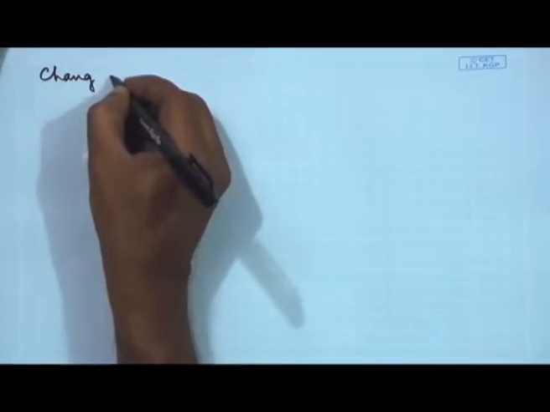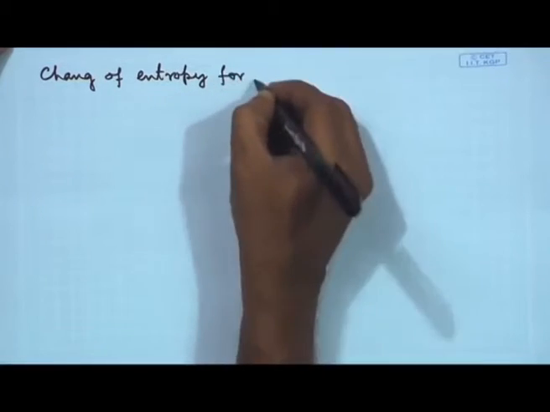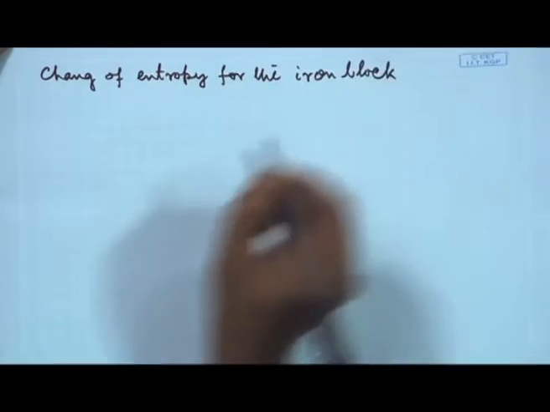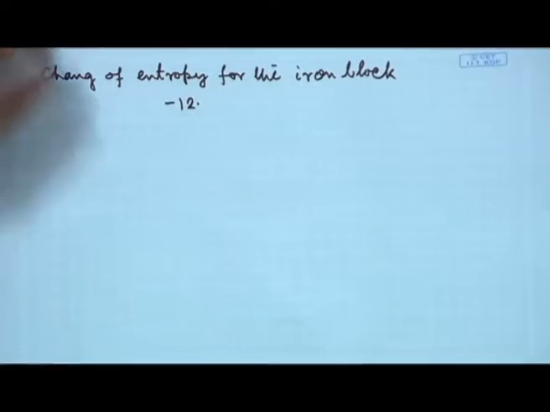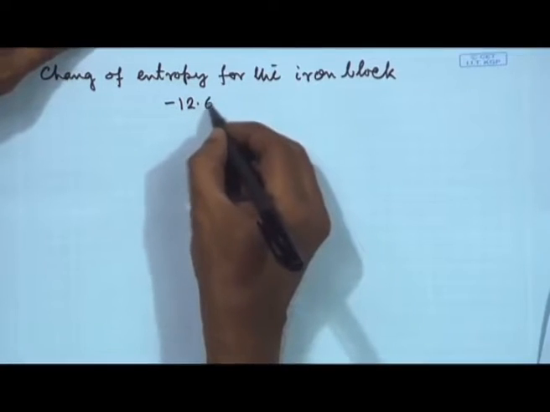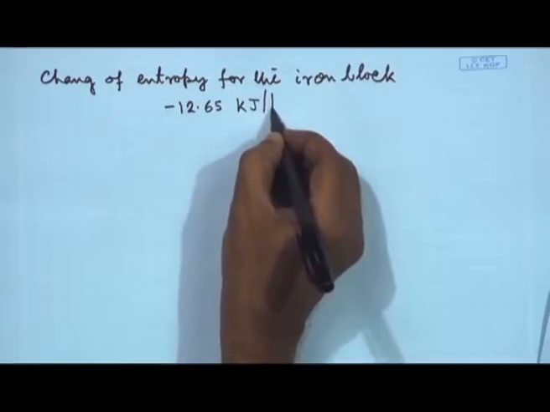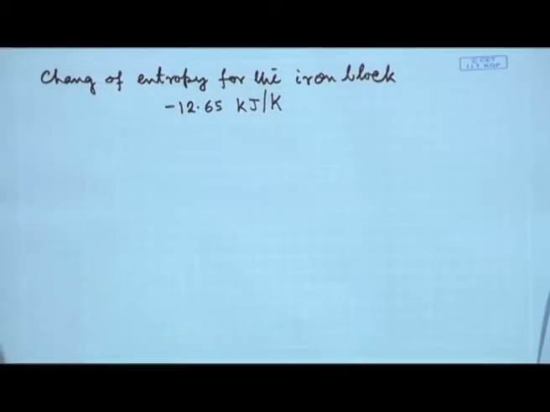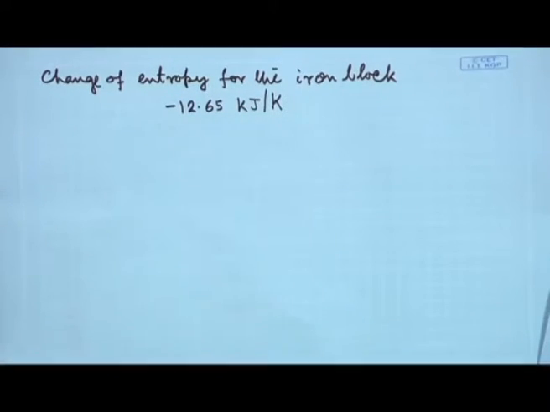Change of entropy for the iron block, that is, we have got minus 12.65 kilojoule per Kelvin. This k is a small letter, this K is a capital letter. So, change of entropy for the iron block, and please note that it is negative.